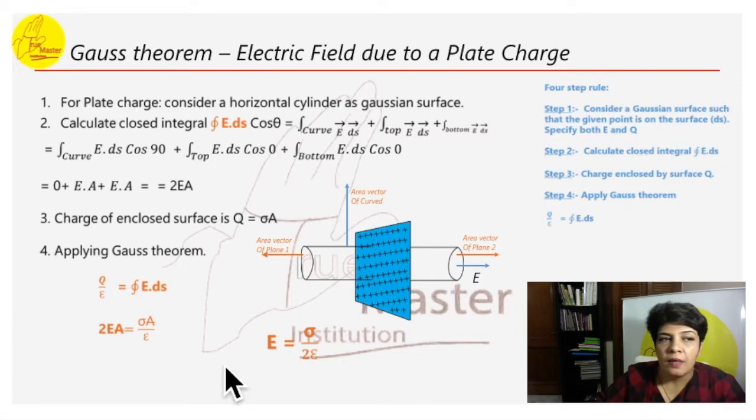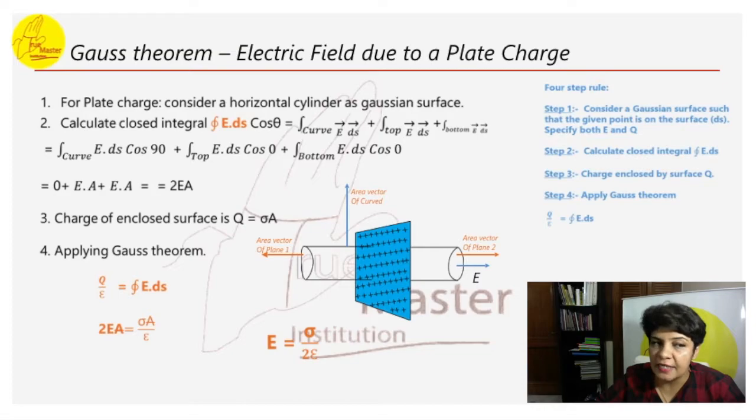Okay. Applying Gauss theorem to calculate electric field due to a plate of charge. Step 1, as per the 4-step rule written in the right side, right corner, is considering a Gaussian surface such that the given point is on the surface. So for this plate, we will be considering a horizontal cylinder. Step 2 is to calculate closed integral E dot ds.